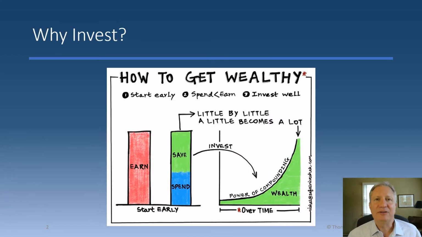Why do we invest? Let's take a look at this great slide. This shows that if we take what we earn and spend only part of it, spending is in the blue part of the bar, and the green is what we save. And take what we save and invest it. And invested over time due to compounding, a little can become a lot. And this is a great way to think of it. Start early, invest regularly, spend less than you make, and invest well.